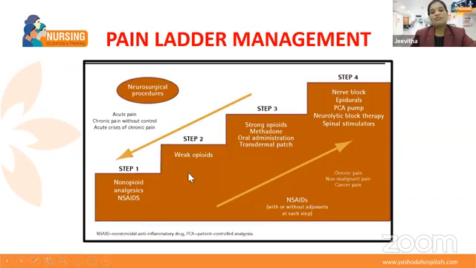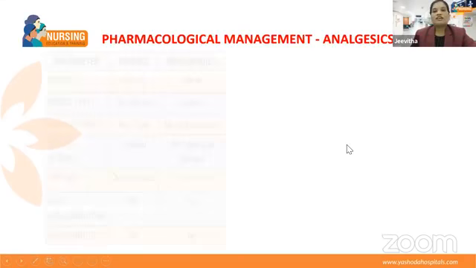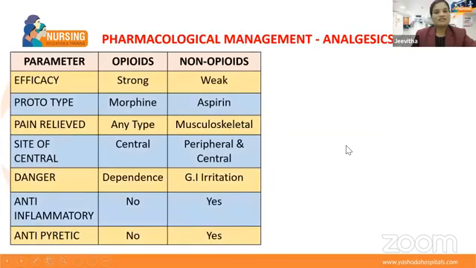So these are the stepwise interventions. As the patient complains about the pain, you need to take the interventions as a ladder. For that reason, the WHO recommends that whenever you advise pharmacological management, this ladder will be helpful to assess and manage the pain. Then pharmacological management, as I said, uses analgesics, which are divided into opiates and non-opiates.